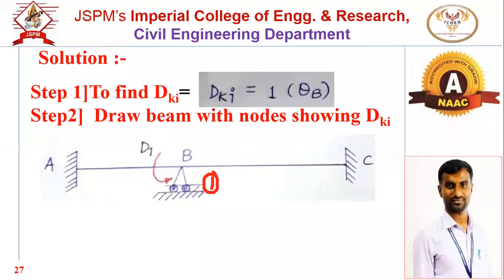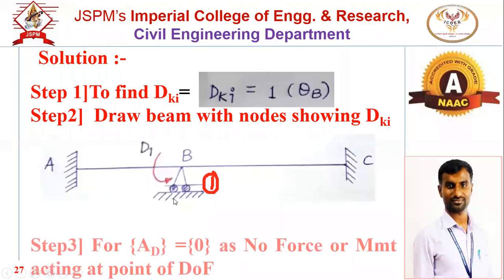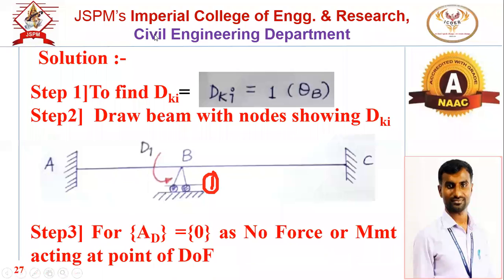Okay. Now the next step is the AD matrix. Now what is AD matrix? It stands for if there is a point load or moment acting at a point of degree of freedom. At the point which has a degree of freedom, here point B, if there is a point load or a movement or a couple acting there, then your AD matrix will exist.